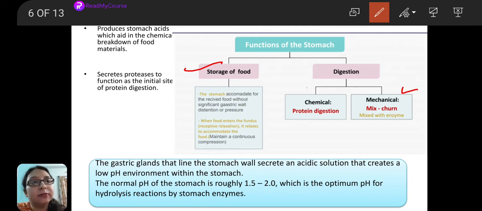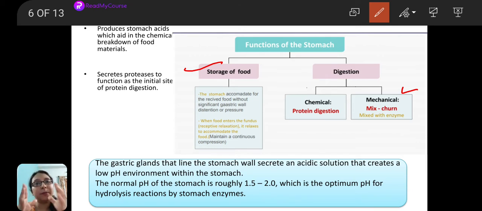One is mechanical, that is churning of food. What happens is the stomach walls have muscles. We know that the stomach walls have two types of muscles, the circular muscles and the longitudinal muscles. So in these muscles, wave like contractions occur. These wave like regular contractions and relaxations mechanically move the food inside the stomach and break down the larger food bolus into smaller particles, right?